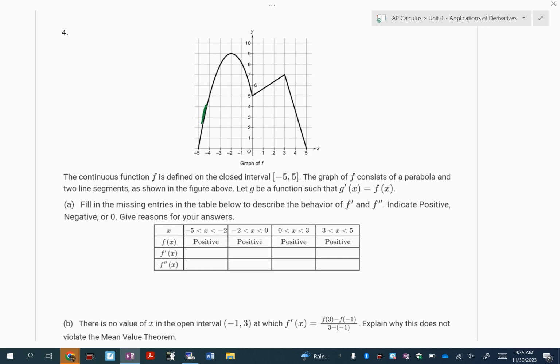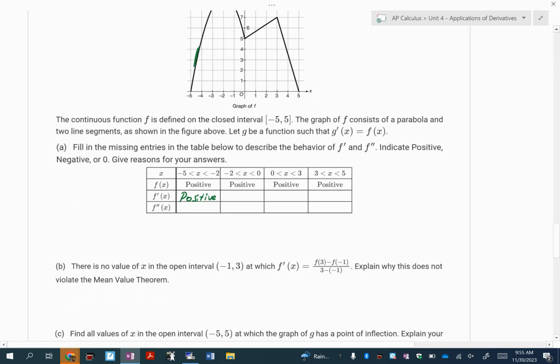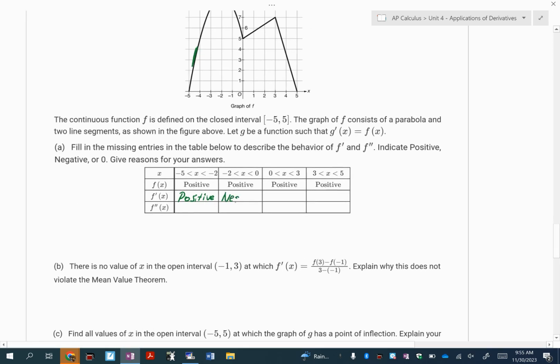Or what most students will do is they'll look at how would you describe this function as you're moving from -5 to -2? It's increasing. So if your original function is increasing, then the sign of your first derivative better be positive. Now what's happening from -2 to 0? Decreasing. So if our original function is decreasing, then the sign of the first derivative should be negative.